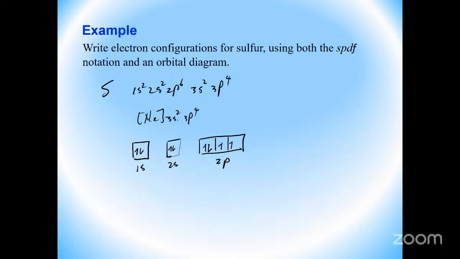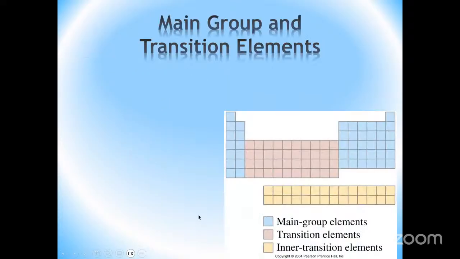So there should be a box here, which is 3s. And so these are actually completely occupied. And then you have these 3p orbitals, and this is where you have this situation. All right. So you have 3p here. Any questions about this? Any questions? Okay.